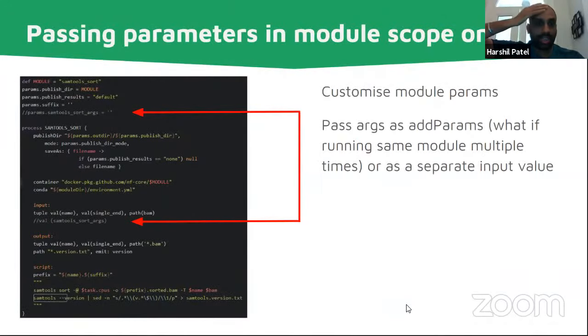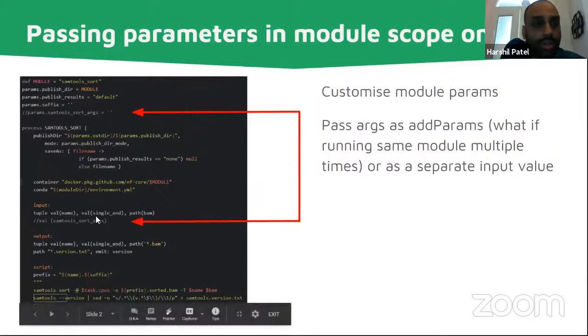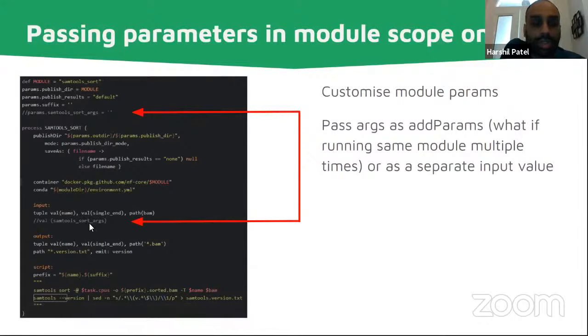The main reason, we've discussed this already in quite some detail now, but it'd be good to get your opinion on this, Paolo. We need to be able to provide arguments to module files, and we're trying to figure out how to do it essentially. We can either provide it via a params value like we have at the top, or we can provide it as an additional input argument, as we have at the bottom.